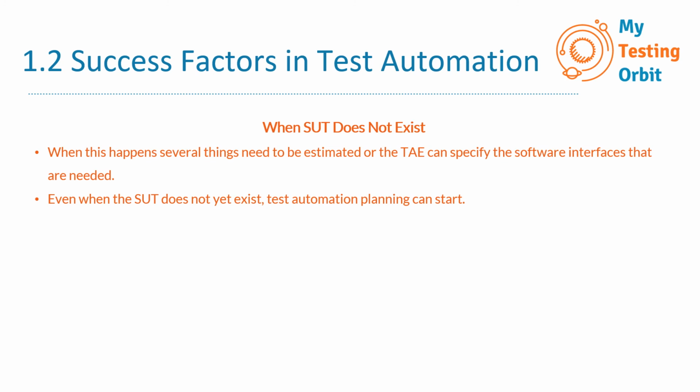Yeah, that's completely true. So even when the system has not yet started or is not developed, we can always start test automation planning, because even though the system is not in front of us, we do know what to expect in the system. So we can start our planning, we can start working on our strategy, what kind of strategy it would be, what would be our approach for test automation. So we can do all that planning beforehand.